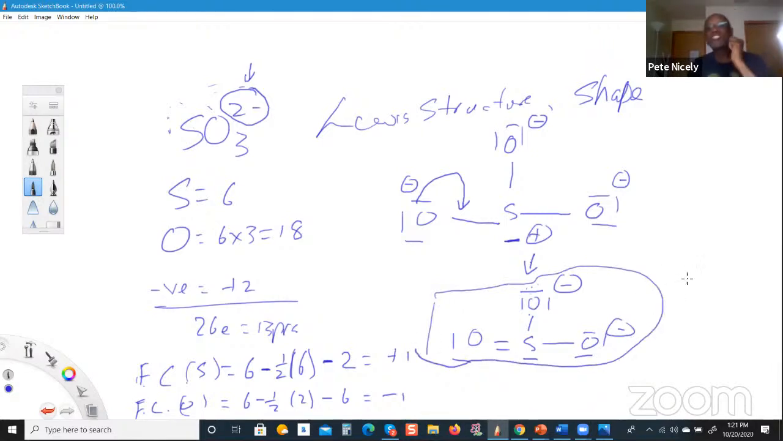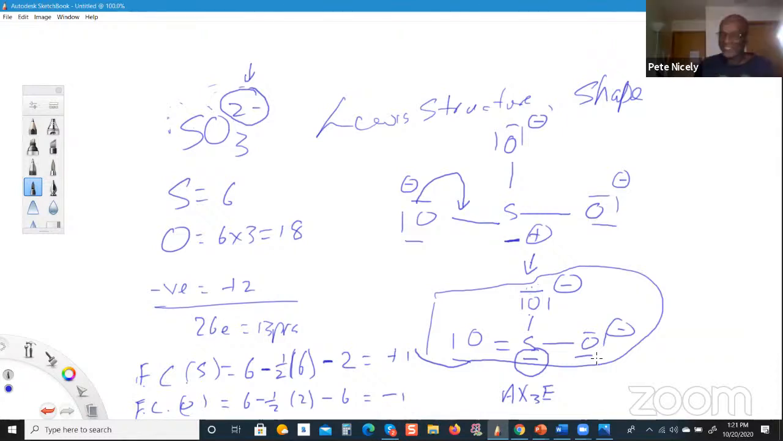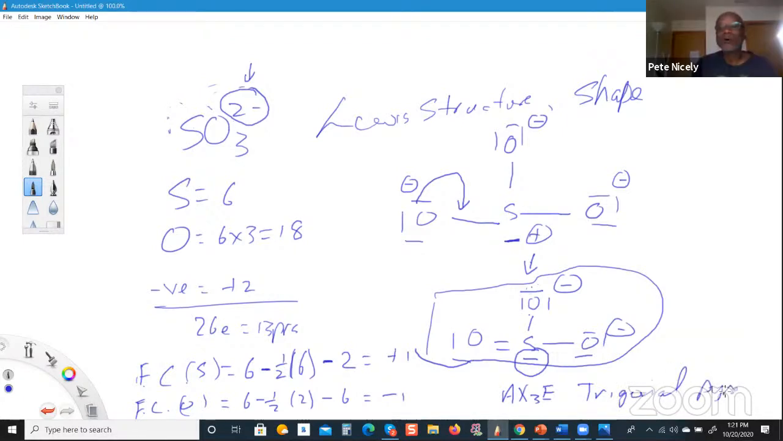So what would be the shape? Well, if you look at this carefully, you have the central atom, the S, and you have 3 other atoms, those would be the 3 X's, and you have a lone pair here, which would be the E. So what's the shape? I'm looking at the table here. That would be a trigonal pyramid. Exactly. So the shape adopted by the sulfite ion would be a trigonal pyramid.